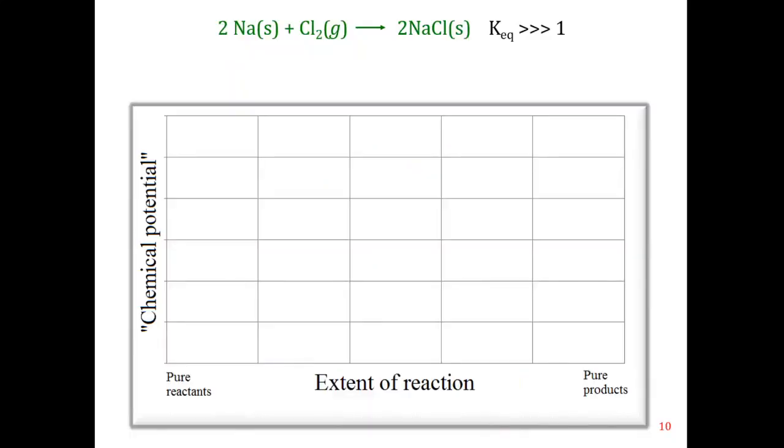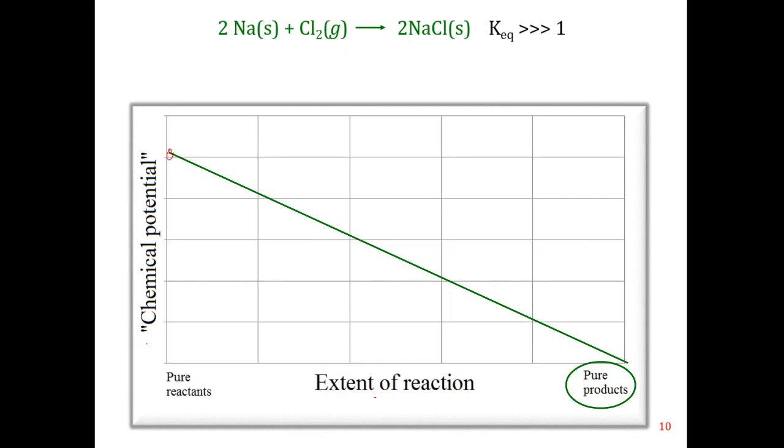Okay, so let's talk about this in terms of energy over time. Or in this case, we're going to talk about chemical potential. Here we have chemical potential on our y-axis, and the extent of the reaction on our x-axis. Let's look at what happens. The first reaction is sodium combining with chlorine to give us sodium chloride. Remember our K_eq, our equilibrium constant, is much, much bigger than 1, meaning this is highly favored. Let's take a look at how the reaction proceeds.